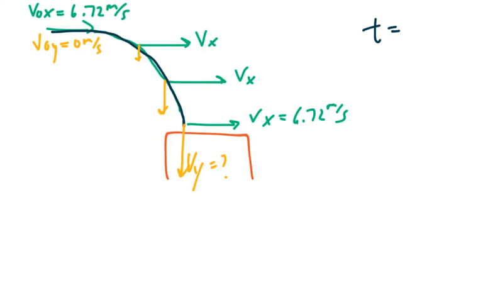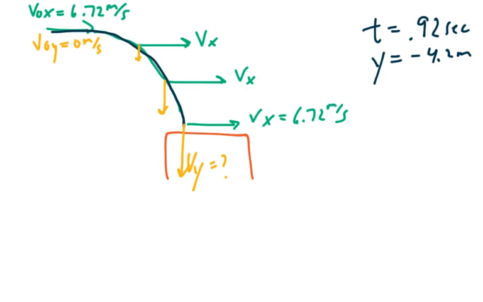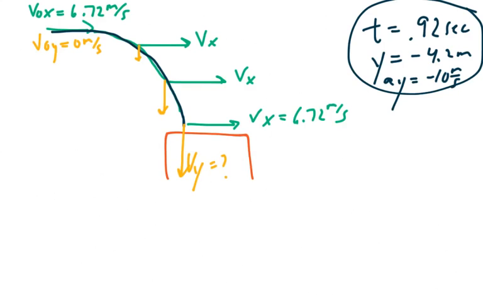We know that the time he spends moving through the air was 0.92 seconds, and that was based on, remember, that y displacement, which was negative 4.2 meters. So he fell down, or was jumping down, 4.2 meters. So we really have a couple of different options using this piece of information, and also that the acceleration in the y is negative 10 meters per second squared.